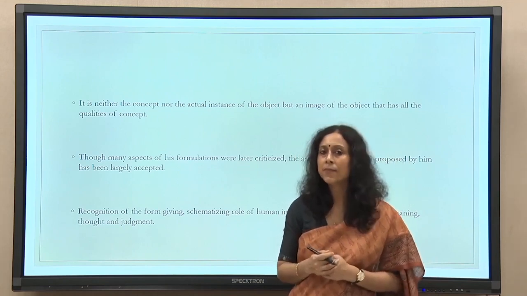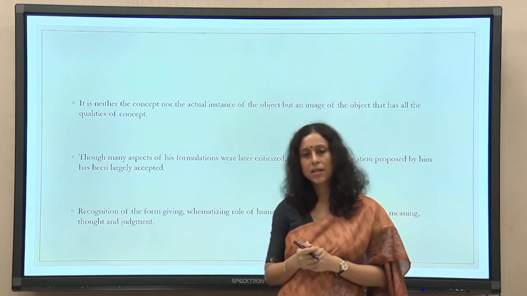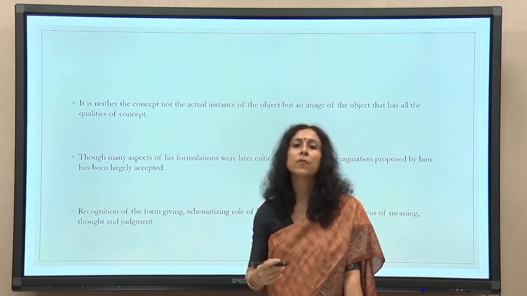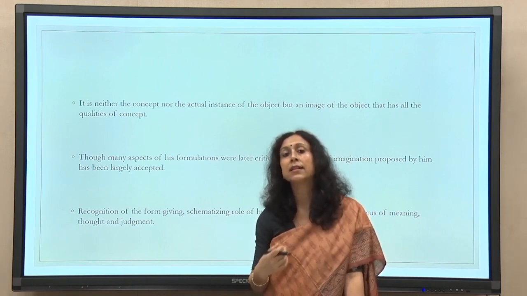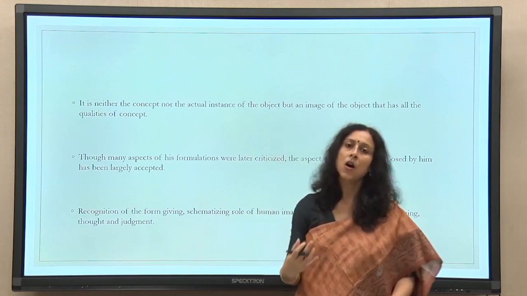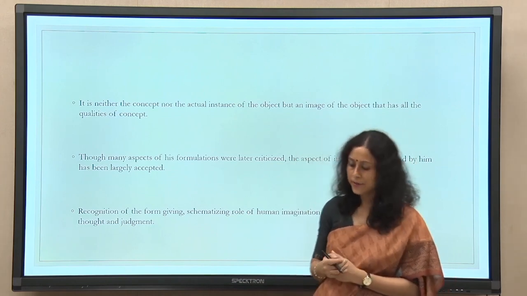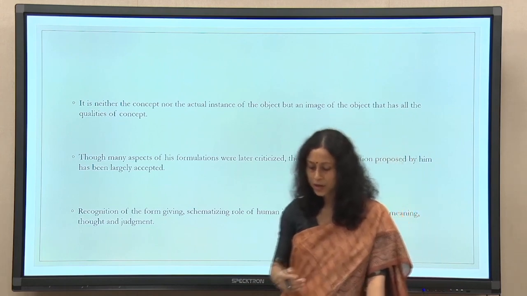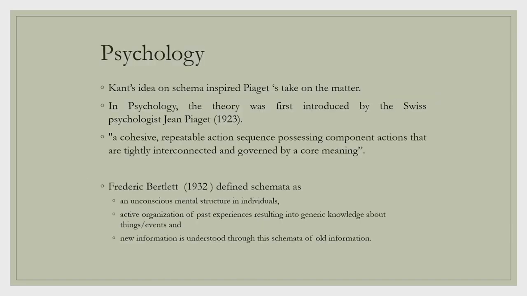But the basic idea has remained favorable, the recognition that there is a form giving, schematizing role of human imagination. The human imagination can create a schematic representation of a particular experience. This is the fundamental takeaway that has found support in later philosophers, and even psychologists and linguists. So, that understanding that it is the human imagination that is the locus of meaning, thought and judgment has still been carried forward. Now let us go ahead to the domain of psychology.